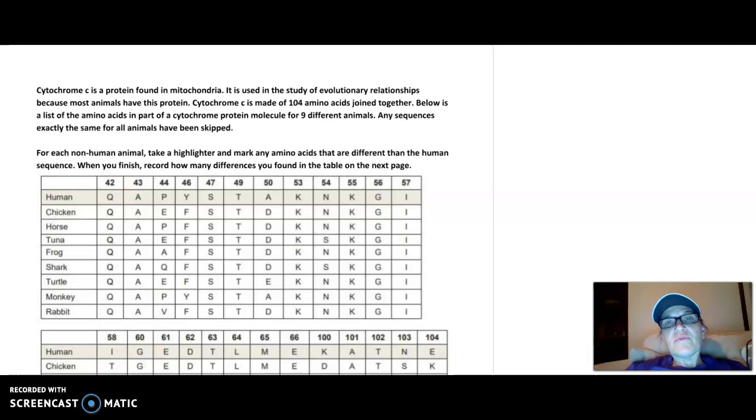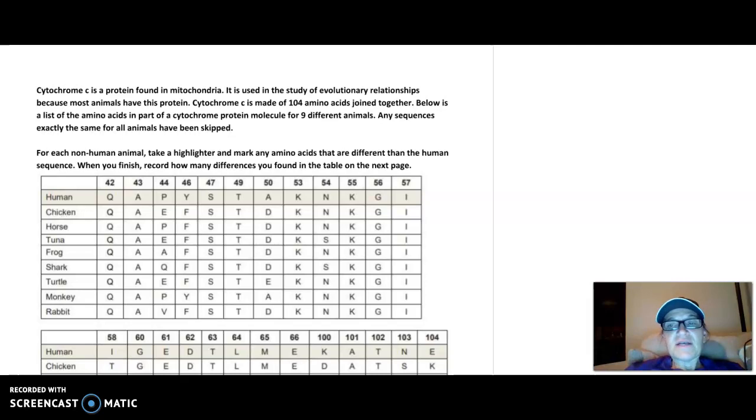In this activity, we're going to use a protein known as Cytochrome C. It's found in the mitochondria, and it is a very popular protein to use when we're studying molecular biology and when we're studying evidence of evolution. Cytochrome C is made of 104 amino acids joined together, and below I've given you a chart of those amino acids, and so we're indicating those amino acids as letters. Don't worry about what the letter stands for. It just is the sequence of amino acids.